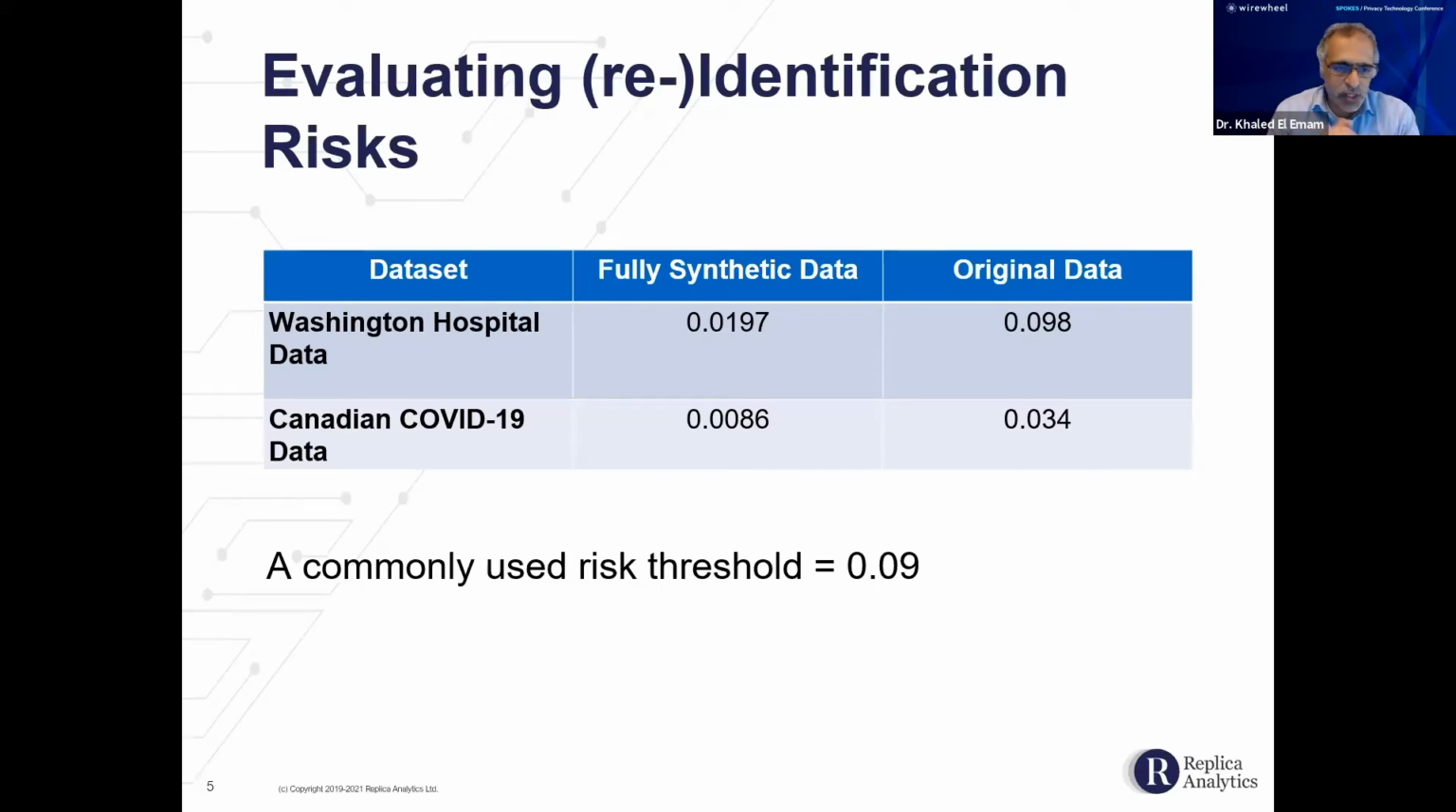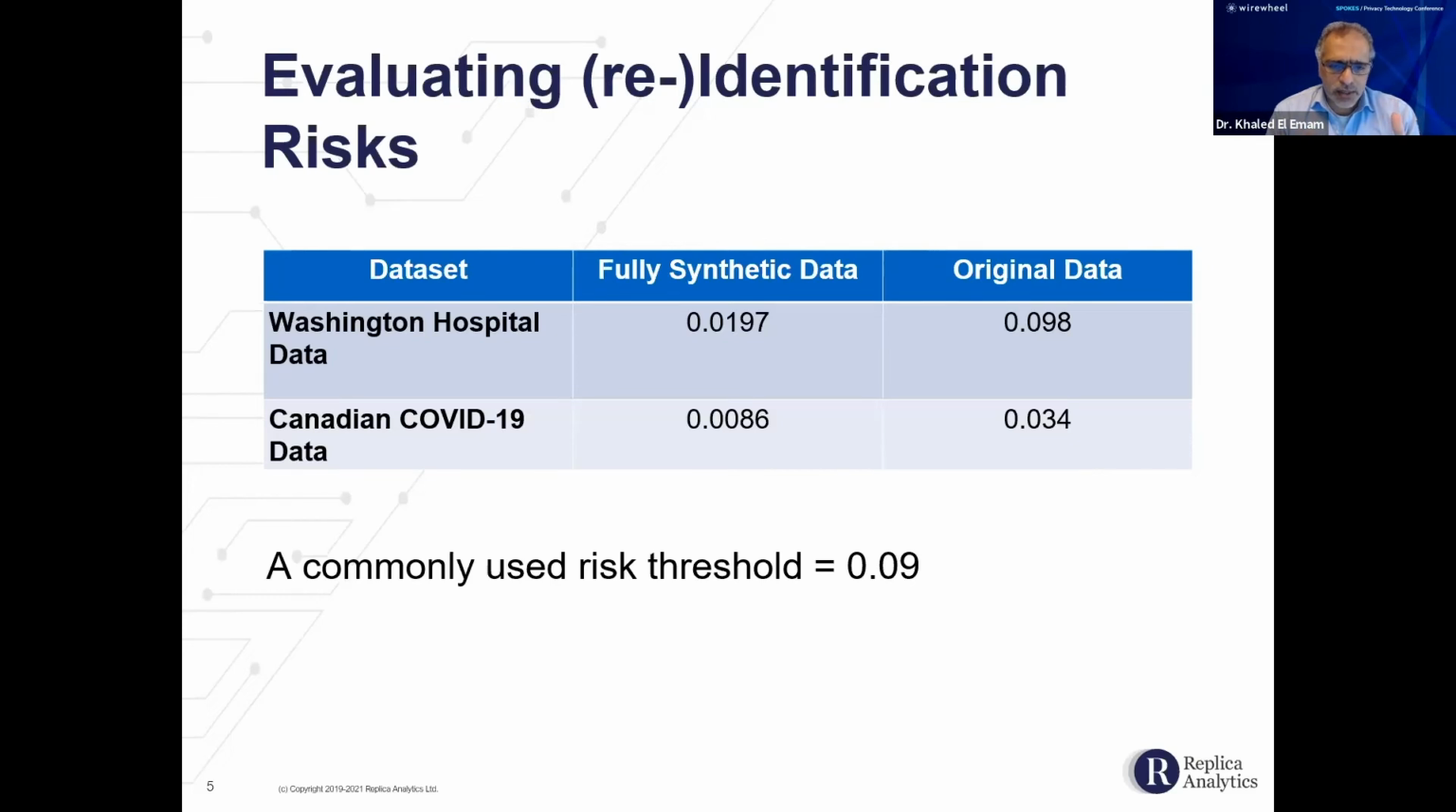So there are some privacy models for evaluating the risk of re-identification for synthetic data sets. And here's an example of an evaluation of privacy risks, essentially identity disclosure risks, for synthetic data on two health data sets. One is the Washington Hospital Discharge Database, and the other one is the Canadian COVID-19 case database. And they vary in size. One is 650,000 individuals, and the other one is around 90,000.